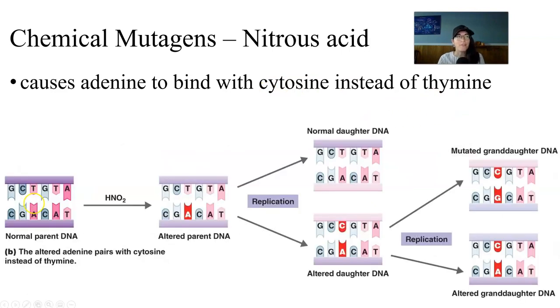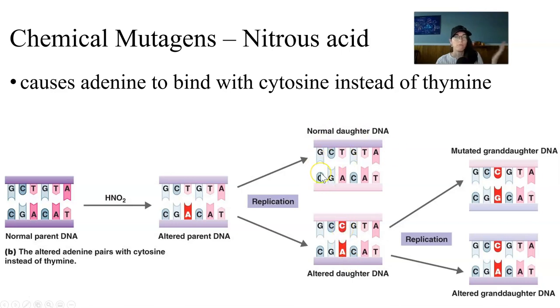So here you have your non-mutated normal parent DNA that is exposed to nitrous acid. It alters the chemical structure of that adenine. And after replication, one of those daughter strands is going to have incorrect base pairing. So where the adenine was, instead of a thymine, there is a cytosine.